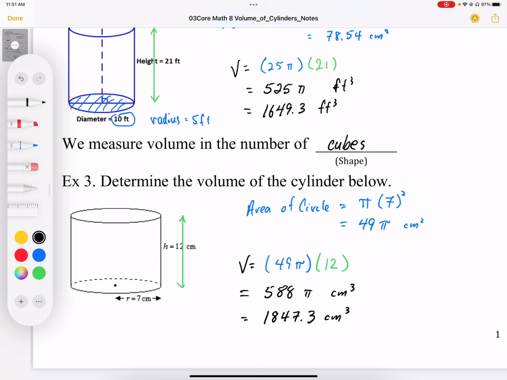Again, the main idea then is we find the area first. That counts the squares, and we give those squares or the area thickness by multiplying it by the height.